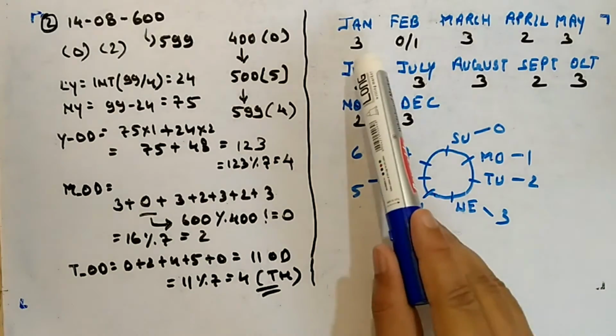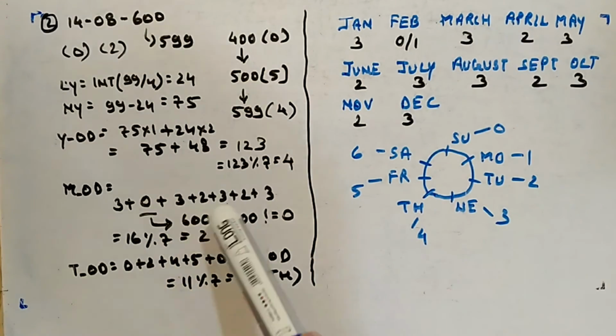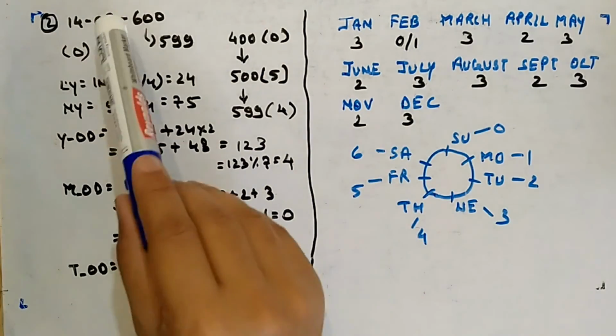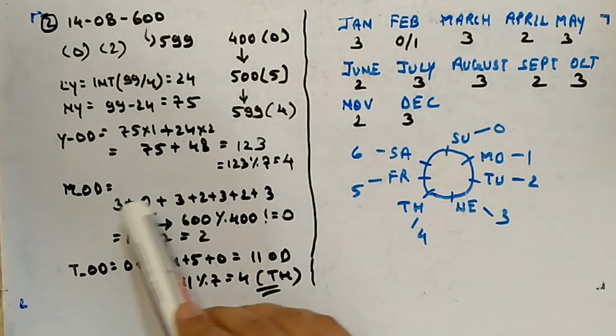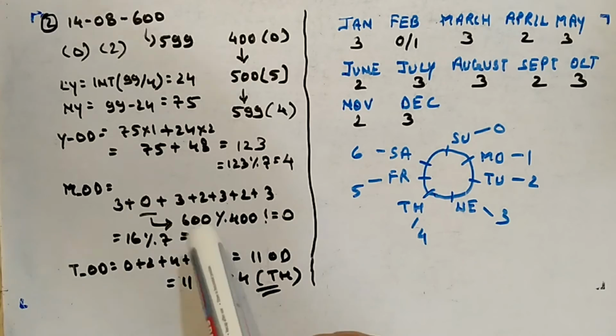So 3 plus 0, 3 plus 0, 3, 2, 3, 2, 3, 2, 3, 2, then 3, then this 3. Till July we have to count, 1 less than August. Now you count it, you will get 11 odd. This total will be 16. If you take modulo with 7, you will get 2. So from the month you are getting 2 odd days.